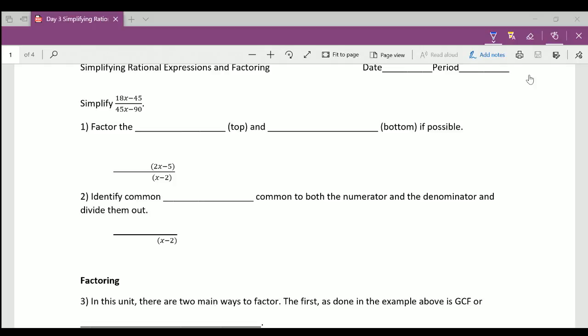Hi there, everybody. We're going to get started in just a minute here, looking at simplifying rational expressions and finding excluded values. This being part of actually one of our last topics that we're going to cover in Algebra 2 this school year.